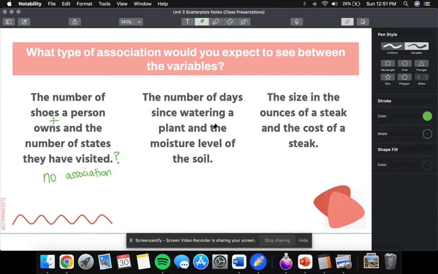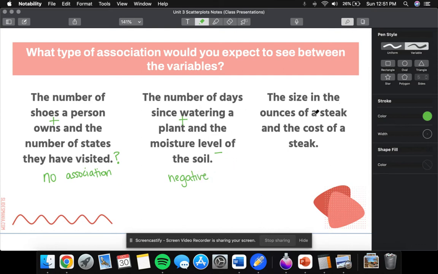Okay. The next one is the number of days since watering a plant and the moisture level in the soil. So again, just to help me figure this out, I always have the first thing increase. As the number of days since watering a plant has increased, the moisture level in the soil, if I don't water anything, usually goes down. So these are opposites. So it should have a negative relationship, a negative association.